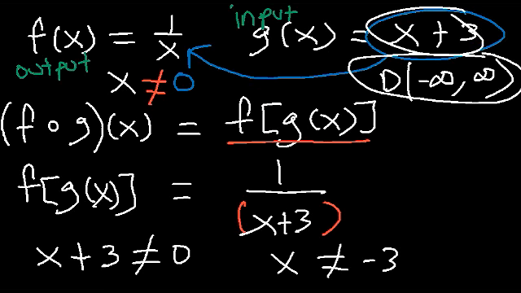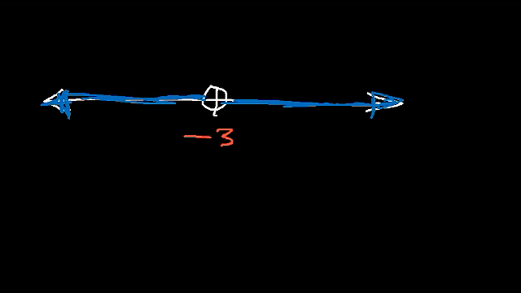Now how do we represent this answer using interval notation? The best way to do it is to graph the solution on a number line. So x could be anything except negative 3. Since it can't be negative 3, we need to use an open circle at negative 3. It can be anything greater than negative 3 or anything less than negative 3. All the way to the left we have negative infinity, and to the right we have positive infinity.